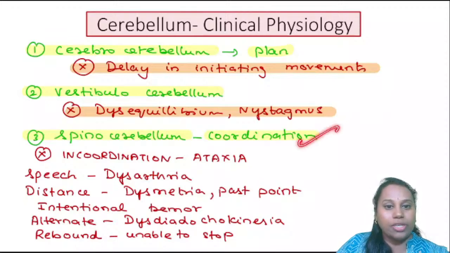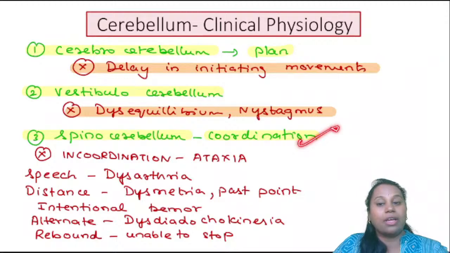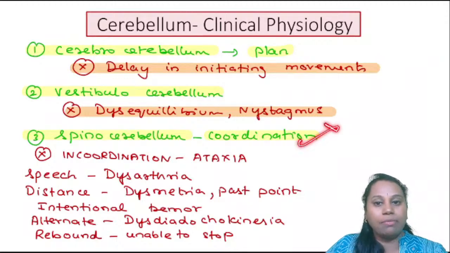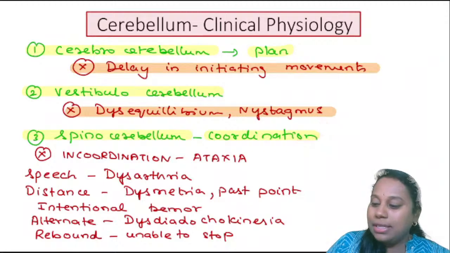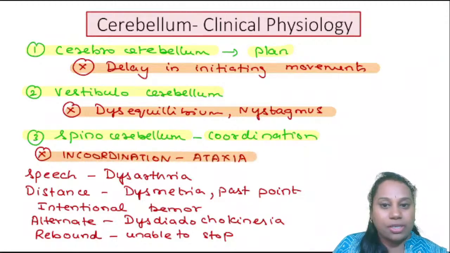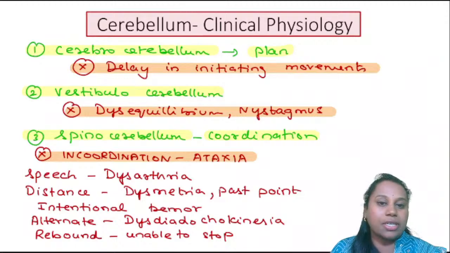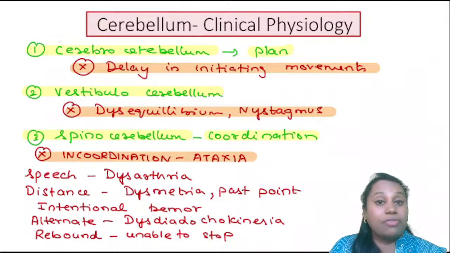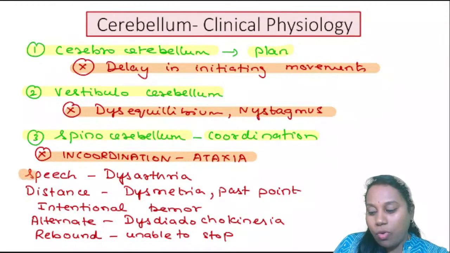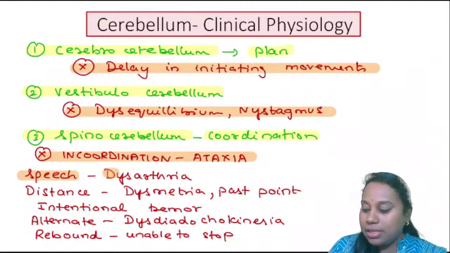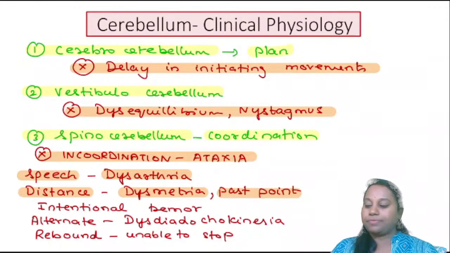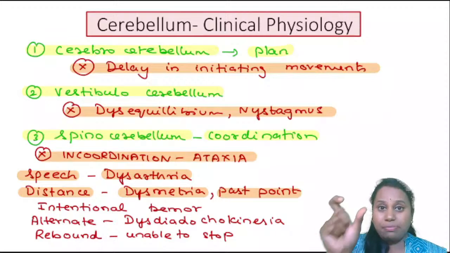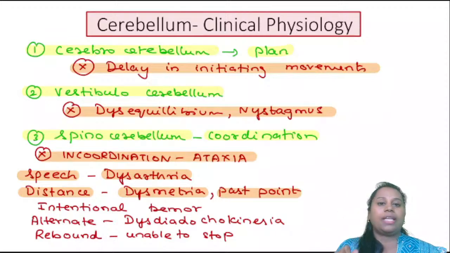Spinocerebellum helps in coordination, and that is why if you have any damage to the spinocerebellum, coordination is lost, and this results in incoordination. The term for incoordination is ataxia. What are the different types of ataxia, or the different types of incoordination? Incoordination of speech is called dysarthria. Incoordination of distance is called dysmetria or past pointing. What is dysmetria? Meter means distance or length.